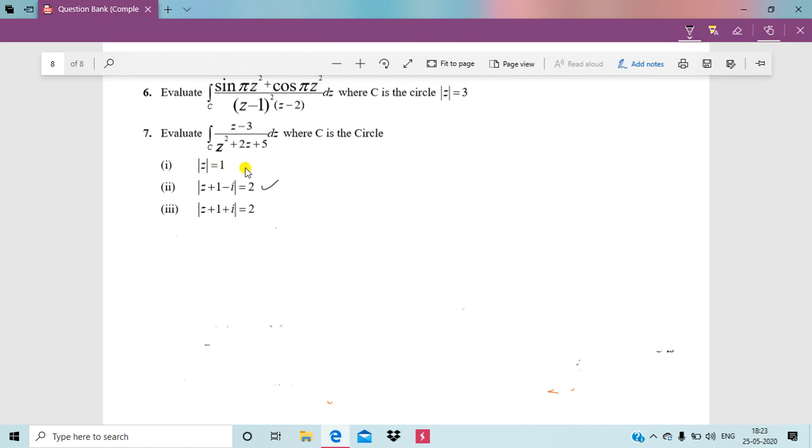It is a circle whose center is 0, 0 and radius is 1. So we have already discussed this type of curve, so I am leaving this. Now we will discuss this: mod z plus 1 minus i is equal to 2. Since the value of z is x plus iy, it is mod of x plus iy plus 1 minus i is equal to 2.